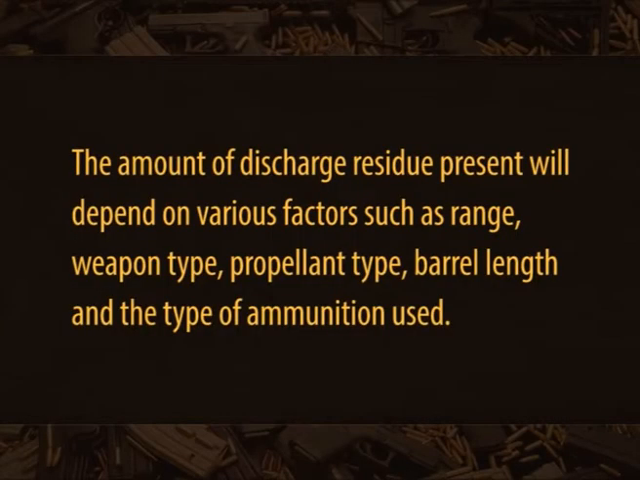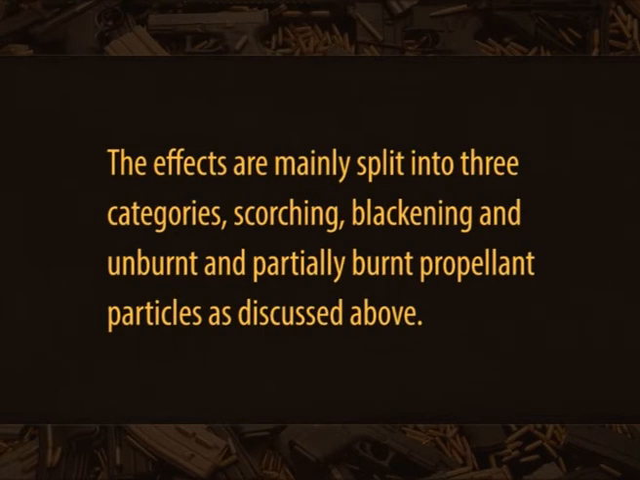The amount of discharge residue present will depend on various factors such as range, weapon type, propellant type, barrel length and the type of ammunition used. The effects are mainly split into three categories: scorching, blackening and unburnt and partially burnt propellant particles, as we have already discussed above.